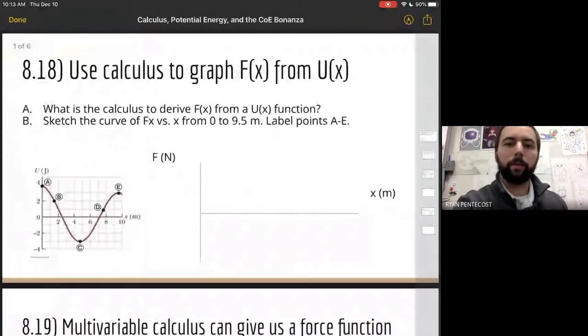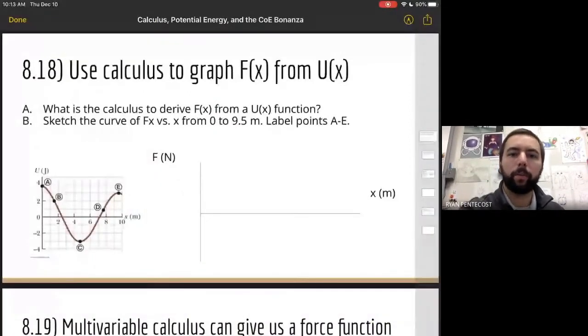Hi, everyone. So today we are talking about calculus, potential energy, and what's called the CoE Bonanza. They're massive problems that we're going to solve in a little bit. But first, we are going to talk about calculus. Okay, so what is the calculus used to derive f of x from a u of x function?